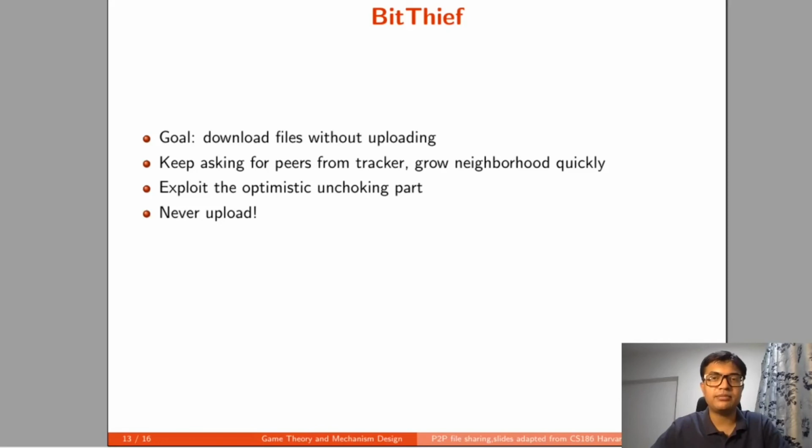So as the name suggests, it is actually stealing the bits from a BitTorrent system. The goal remains the same: download files without uploading. And how does it do it? It actually asks the tracker very frequently. If you see the way BitTorrent trackers work, if you ask the tracker, it is going to give a list of peers from which you can download.